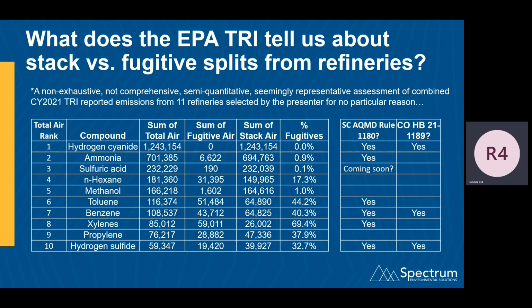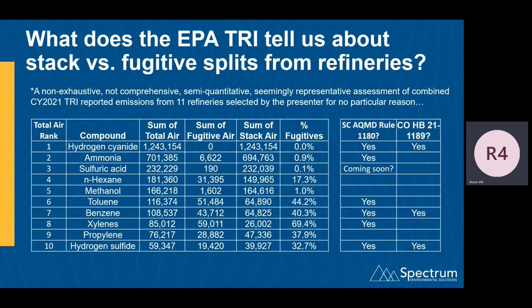In the last presentation, we talked about Colorado's Fenceline monitoring rule. There are 3 covered air toxics that the Colorado legislature decided needed to be covered. This is House Bill 21-1189 in Colorado. Those 3 compounds are hydrogen cyanide, benzene, and hydrogen sulfide. In the case of benzene and hydrogen sulfide, you can make a good case why those are relevant compounds to measure at the Fenceline.